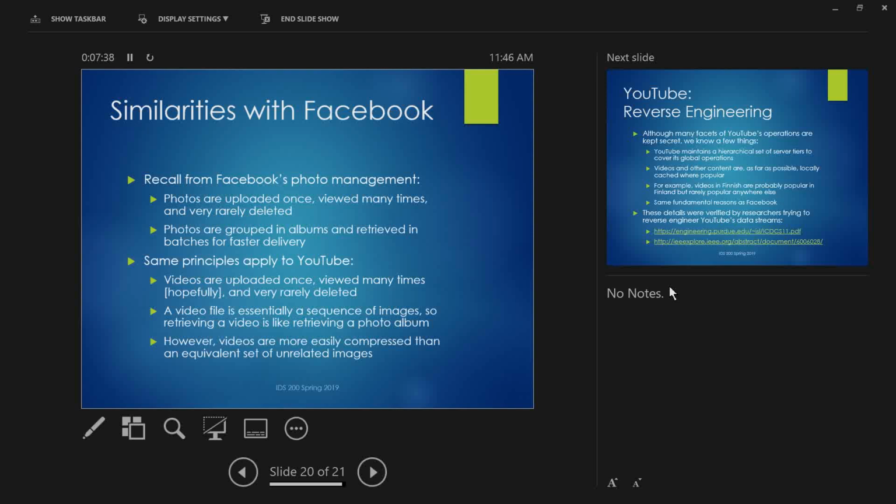Videos are uploaded once, hopefully viewed many times, very rarely deleted. And really, a video isn't much more than a giant photo album, right? Essentially a sequence of images, so retrieving a video or a video segment is a lot like retrieving a photo album. But there is one thing: videos are more easily compressed than an equivalent set of unrelated images.